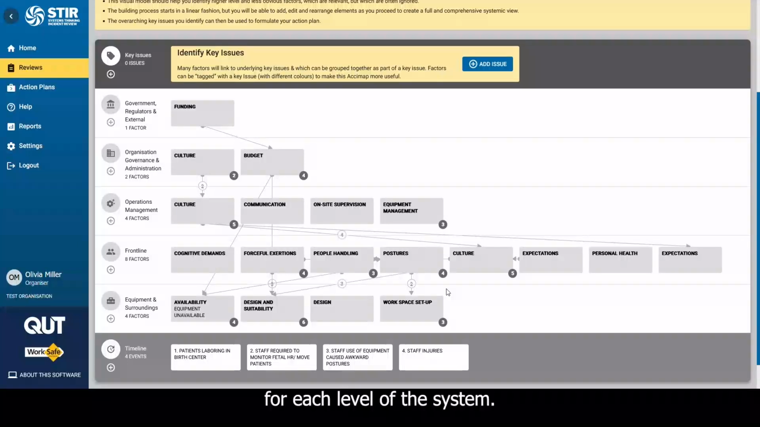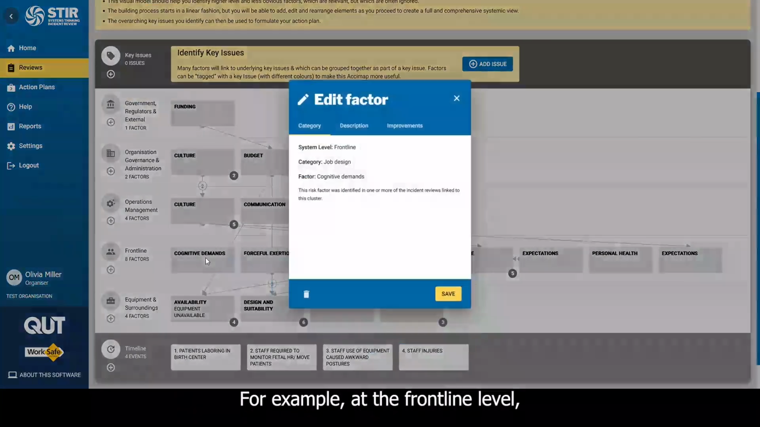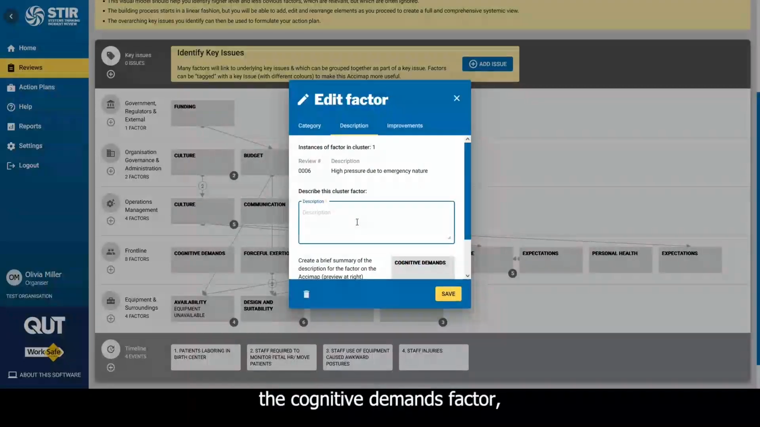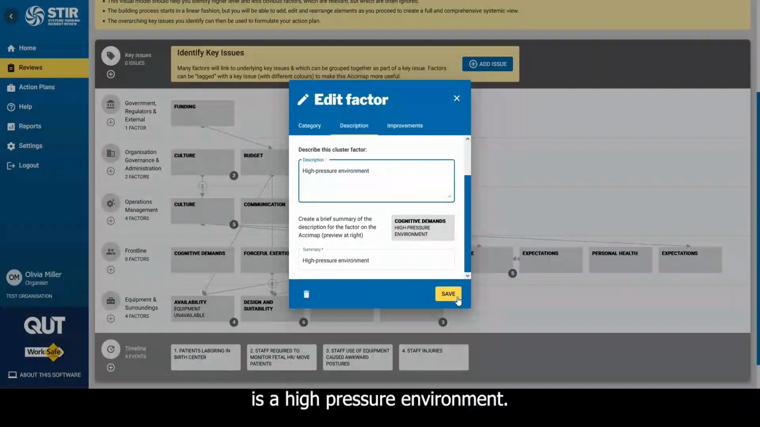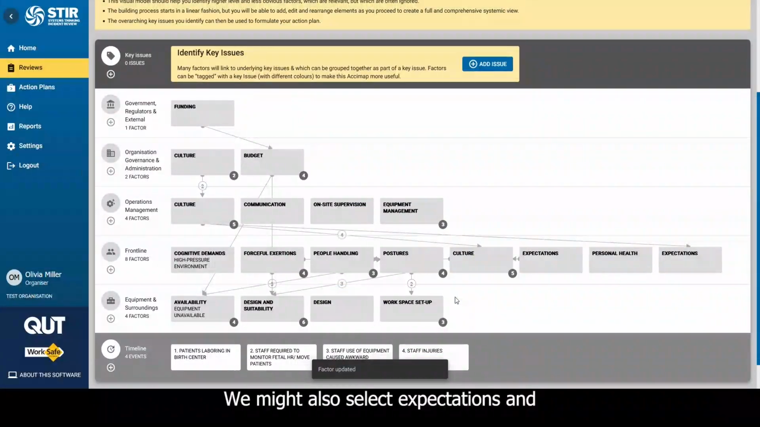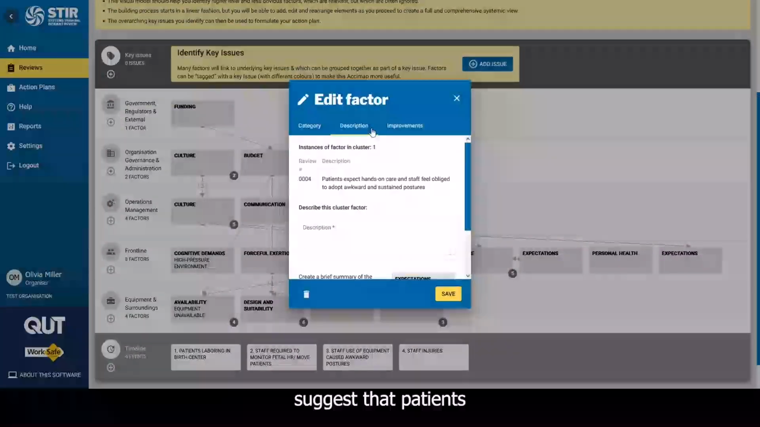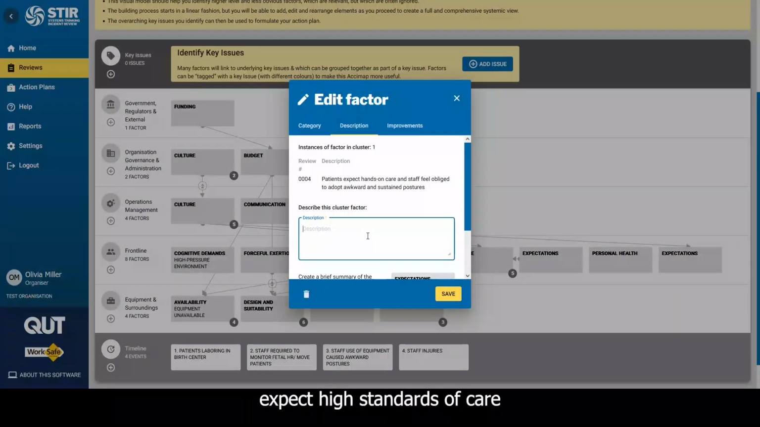Continue this process for each level of the system. For example, at the frontline level, we might select the cognitive demands factor and suggest that the birth centre is a high-pressure environment. We might also select expectations and suggest that patients expect high standards of care and so staff feel obliged to adopt awkward postures.